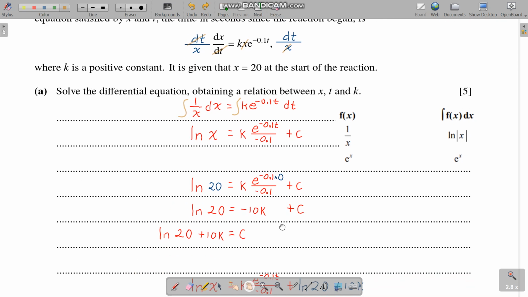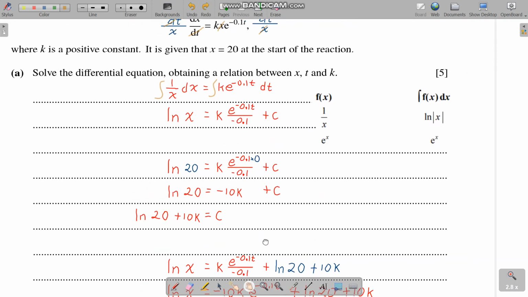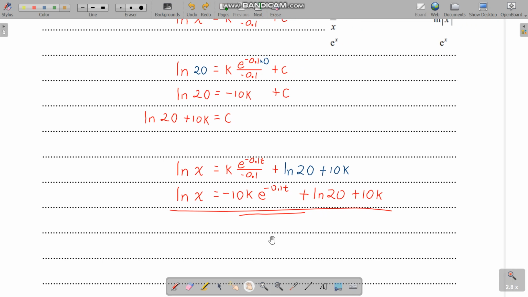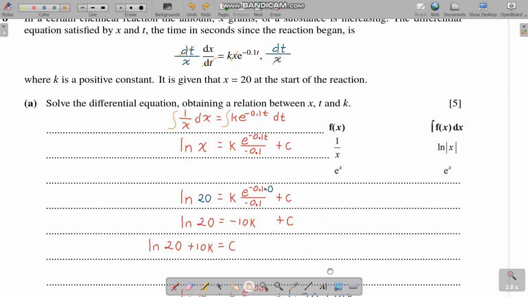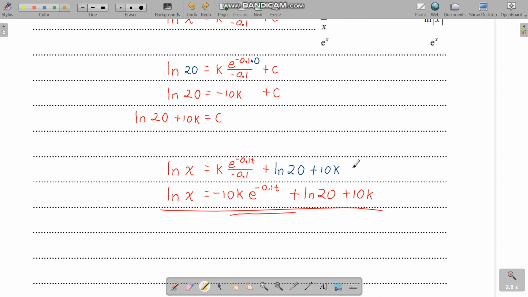Now that we know c, we have the particular solution. So we replace this c with ln 20 plus 10k. That is the value of c. So this is called the particular solution. The question is to just solve, obtaining a relation. So actually you can stop right here, but this is ugly and not simplified. So you can just use minus 10 instead here, and you get the final answer in the simpler form.